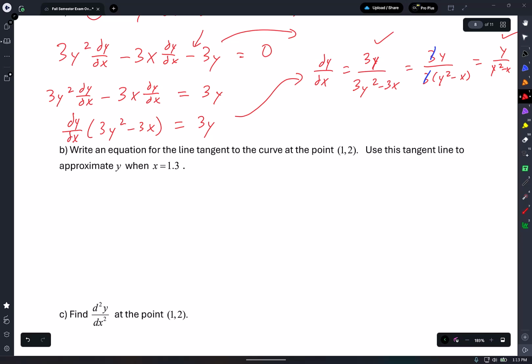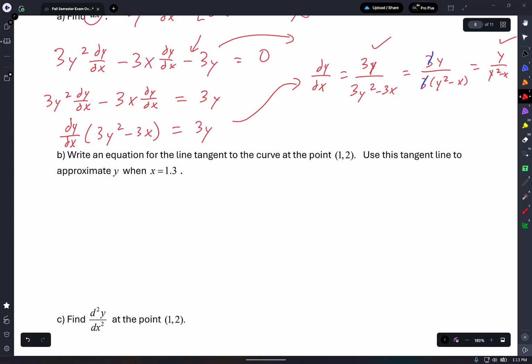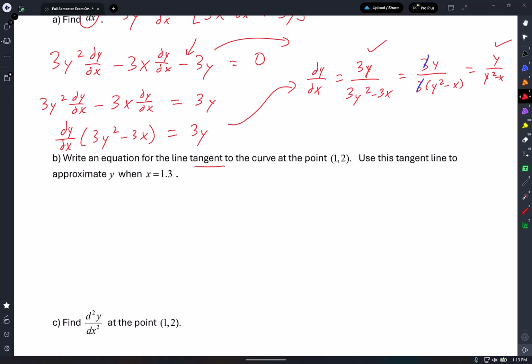Write an equation for the line tangent to the curve at the point 1, 2. Use this tangent line to approximate y when x equals 1.3. Okay, so I need a point and a slope because they want a tangent line first. There's my point, and now I need a slope.